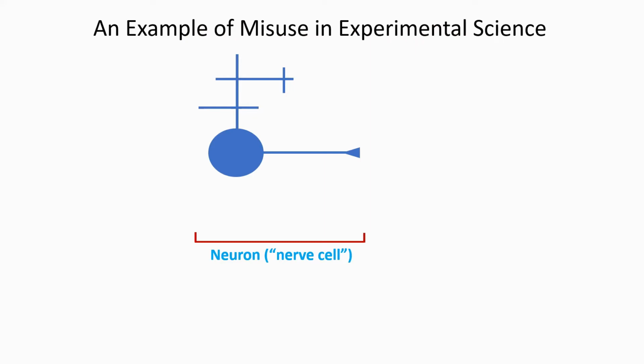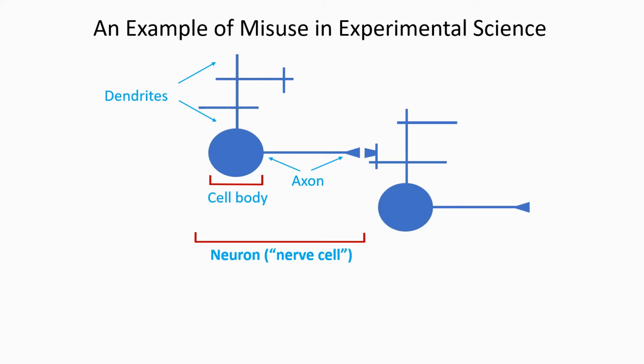Here's an example of the misuse of the terms in experimental science. To make this explicit, let's consider the following experiment. We have a cell in the brain somewhere in the nervous system called a neuron, also called a nerve cell. And this cell has different parts that we should be familiar with. So the first is the cell body, the main part of the cell. Then there is a portion called the dendrites. These are branches where the signals come into the cell. There's another part called an axon, which is where the signals leave the cell and go on to another cell.